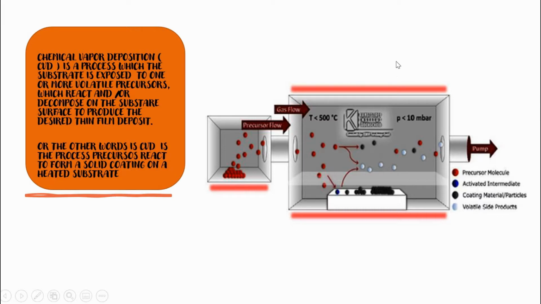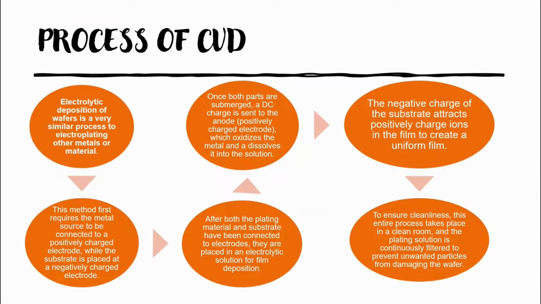We will see how the CVD process goes. So here is the process of CVD. First, electrolytic deposition of wafers is a very similar process to electroplating of metals or materials. This method first requires the metal source to be connected to a positively charged electrode, while the substrate is placed at a negatively charged electrode.